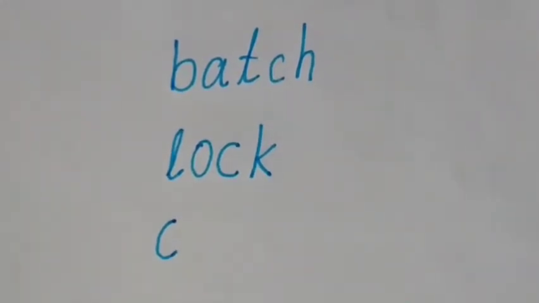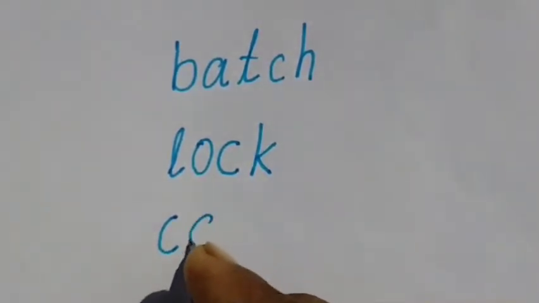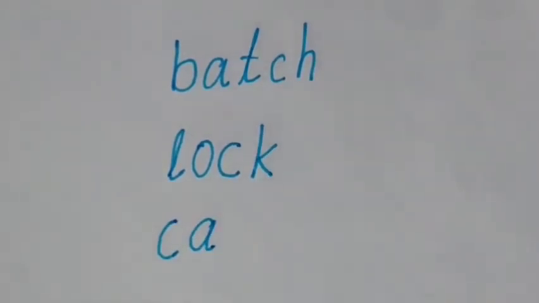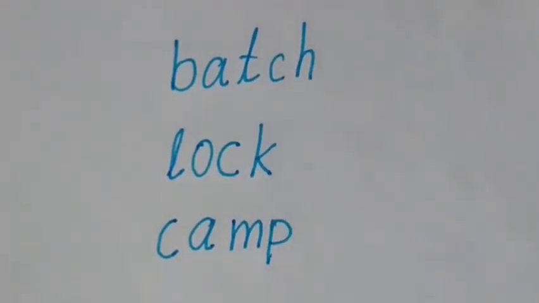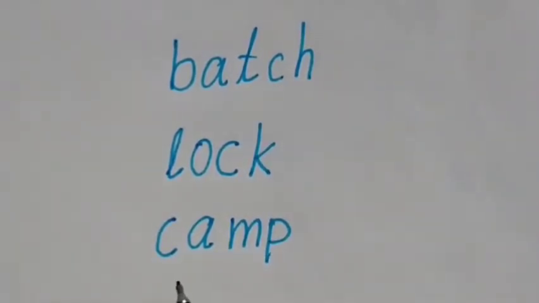Next. Identify the middle sound. Camp. A. I think A stands for A, right? Finally, end sound pattern. What is the end sound pattern of this word? Mp. Camp. Mp. Right? Camp. K, a, mp. Camp. I hope you all understood this very well.